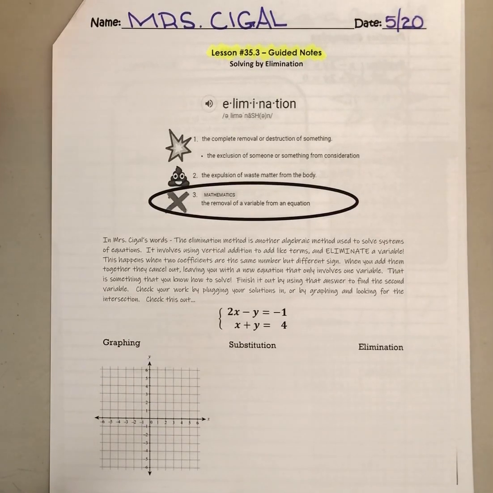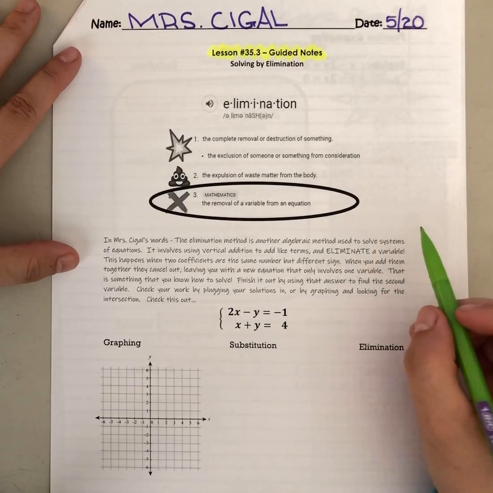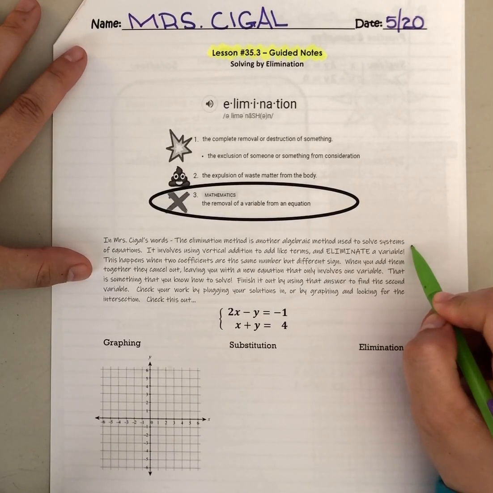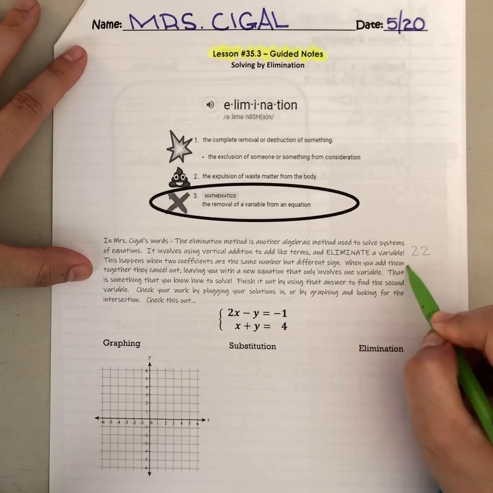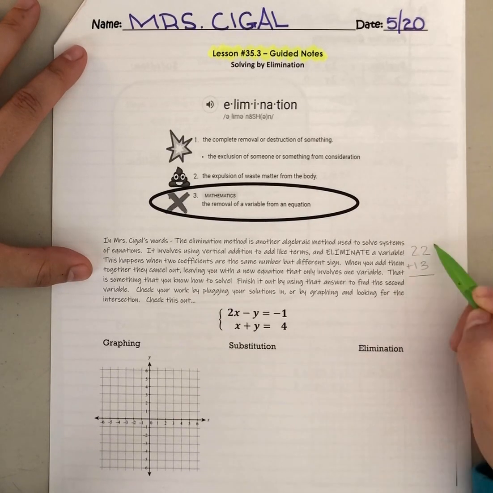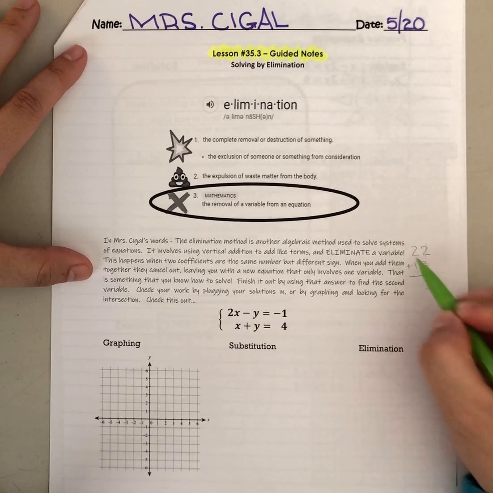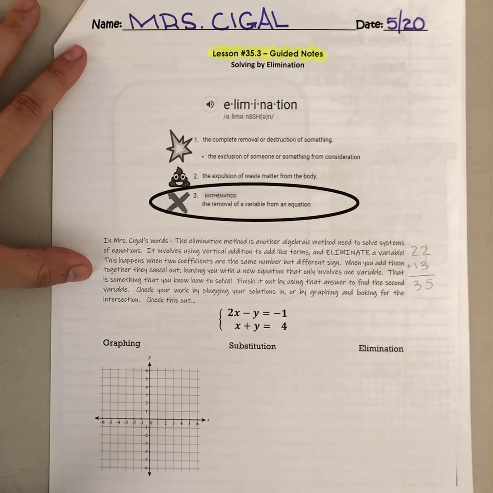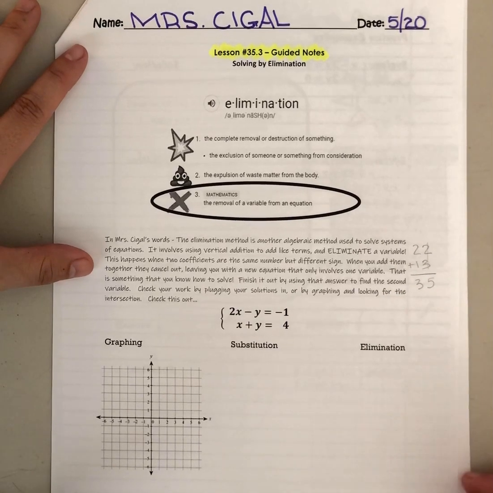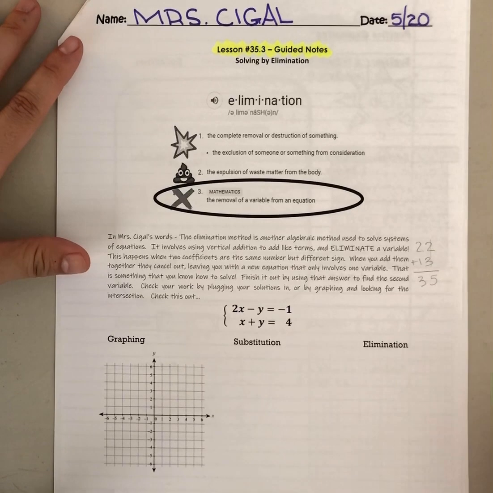So check it out. If you think back to vertical addition, that's old school addition, like 22 plus 13: you add the ones, that's a like term, and then you add the tens, and you get your answer. We're going to be doing that here too. Before we do elimination, let's look at our other methods, because then it's going to show us how valuable this new method really can be.